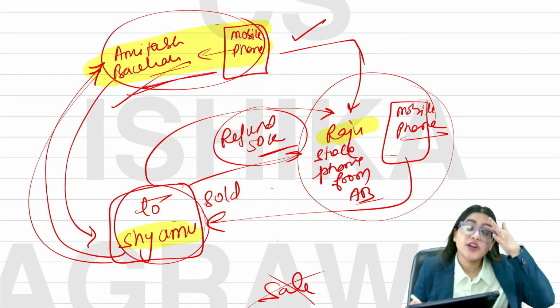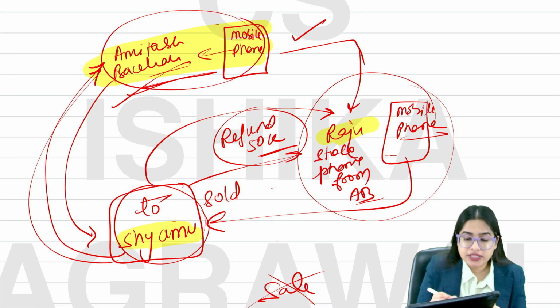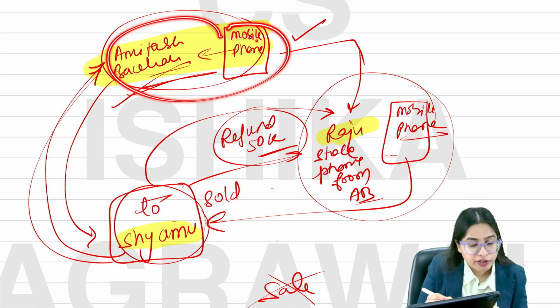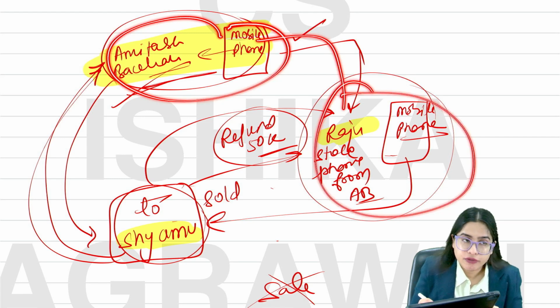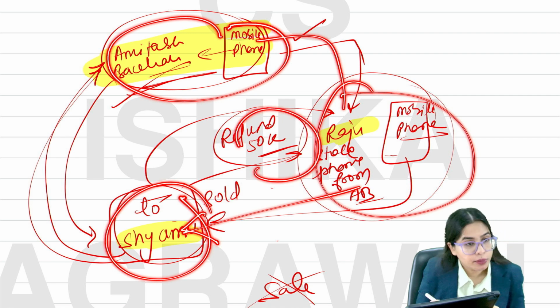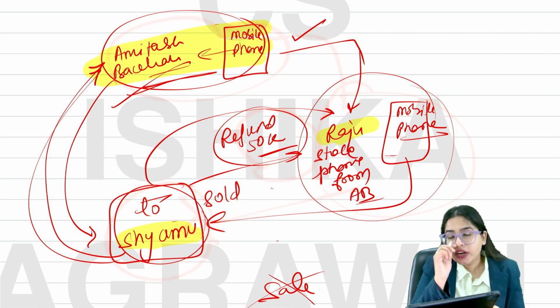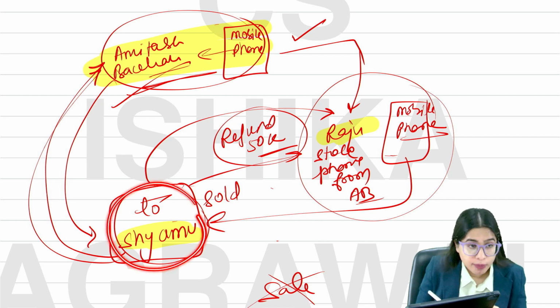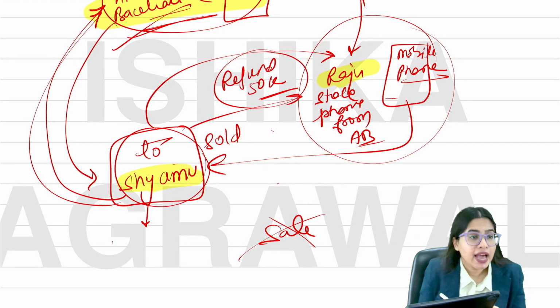Now please understand, what if it is a stolen good? Amitabh Bachchan has a mobile phone. Raju stole that mobile phone from Amitabh Bachchan and sold that mobile phone to Shamu for 50,000 rupees. Now please understand, if Shamu is purchasing this mobile phone, then he has implied warranty.